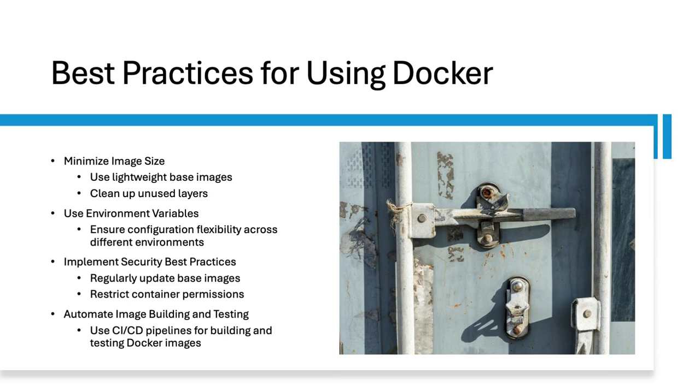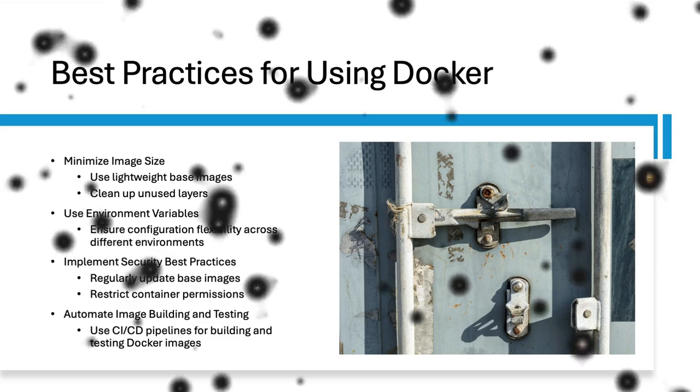To optimize Docker images, minimize their size by using lightweight base images and cleaning up unused layers. Use environment variables for configuration flexibility. Implement security best practices by updating base images and restricting permissions. Automate image building and testing using CI/CD pipelines.